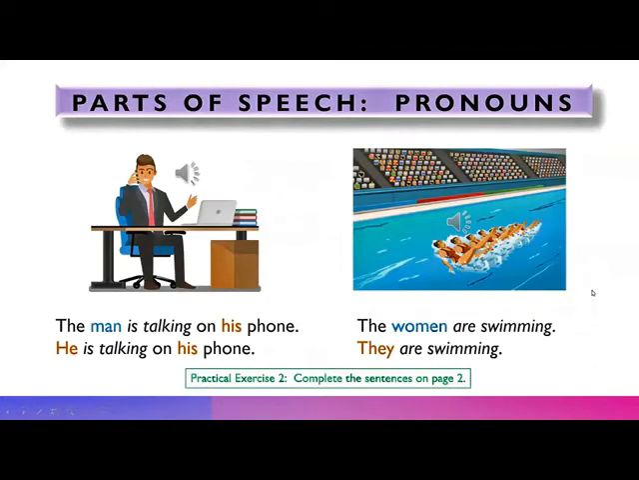Parts of speech, pronouns. The man is talking on his phone. He is talking on his phone. The women are swimming. They are swimming.